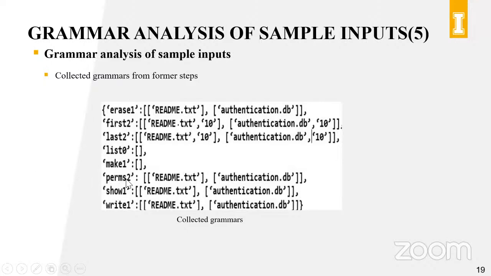And here for perms2, we have the perms2 parameter. We see here there is no second parameter. That's because there is no second parameter that exceeds 10% of the counting number of the command.